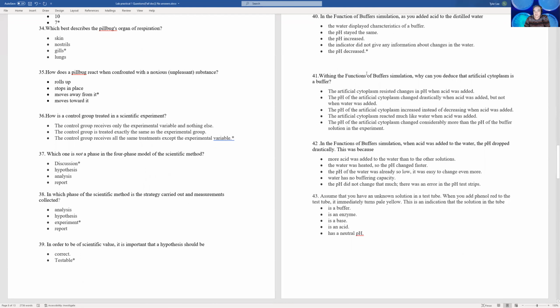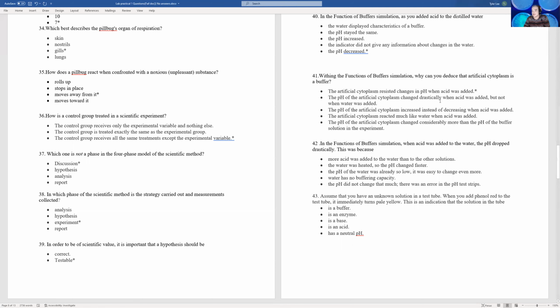Let's see, within the function of buffer simulation, why can you deduce that the artificial cytoplasm is a buffer? What does a buffer do? A buffer will resist changes in pH. So if it resists changes in pH, and we can deduce that the artificial cytoplasm is a buffer, then we can see that the artificial cytoplasm resisted changes in pH.